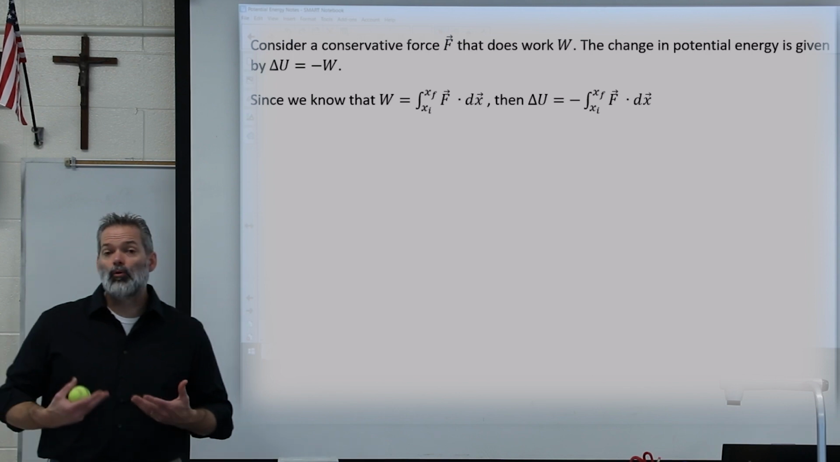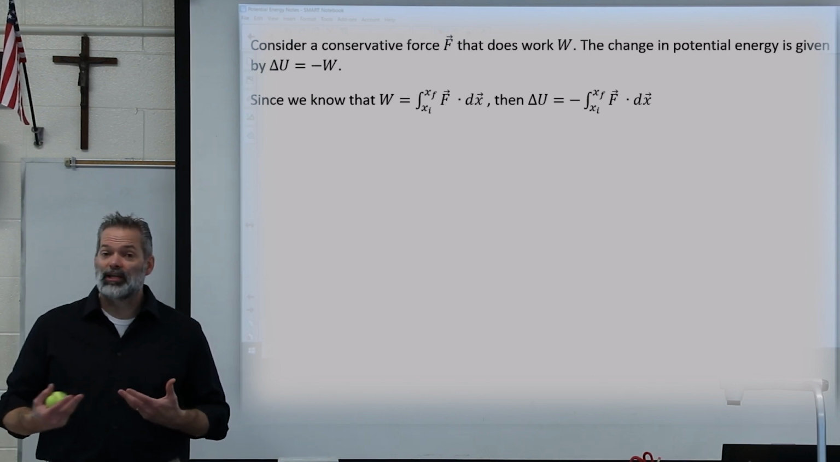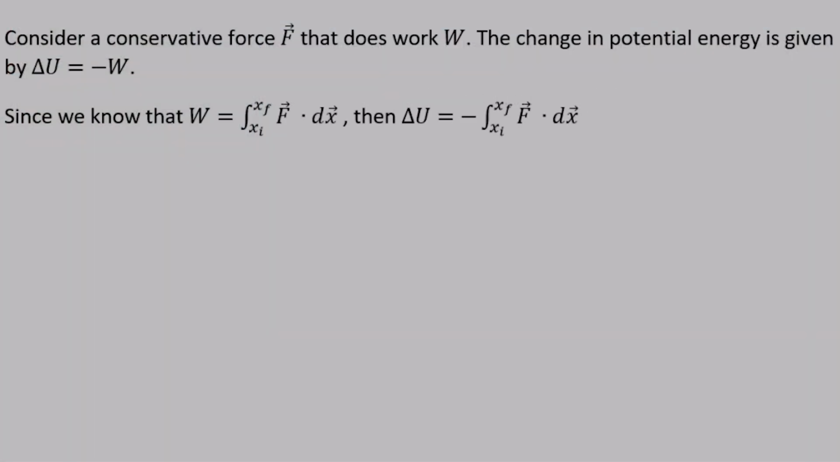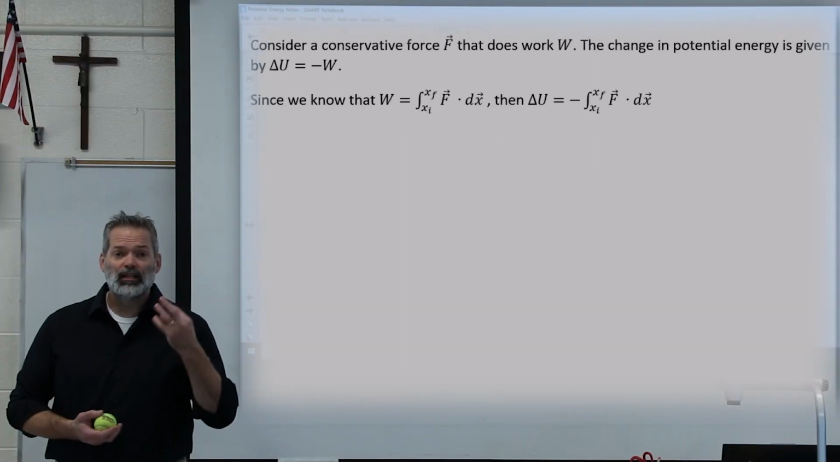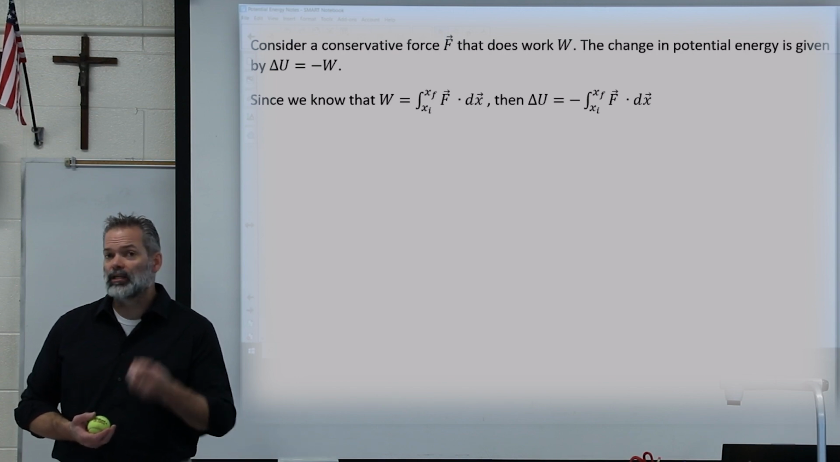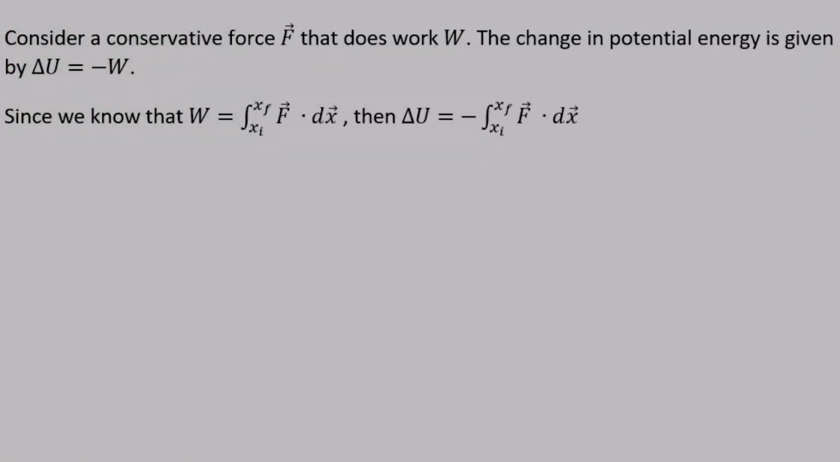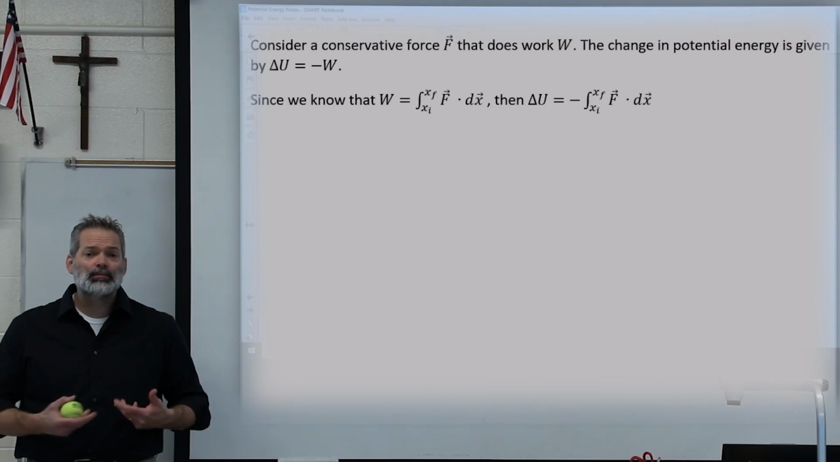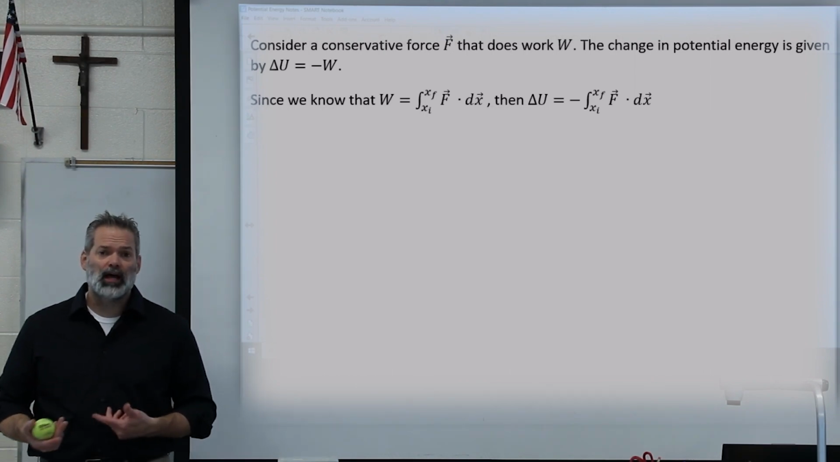Let's start to look at how we can calculate the gravitational potential energy and the spring energy. So consider a conservative force F that does work W. The change in potential energy is given by delta U is equal to negative W. We already saw that. The change in potential energy is equal to the negative work done by the field on the object. Well, we know that work is equal to the integral of F dot dx, so then delta U has to be the negative integral of F dot dx.